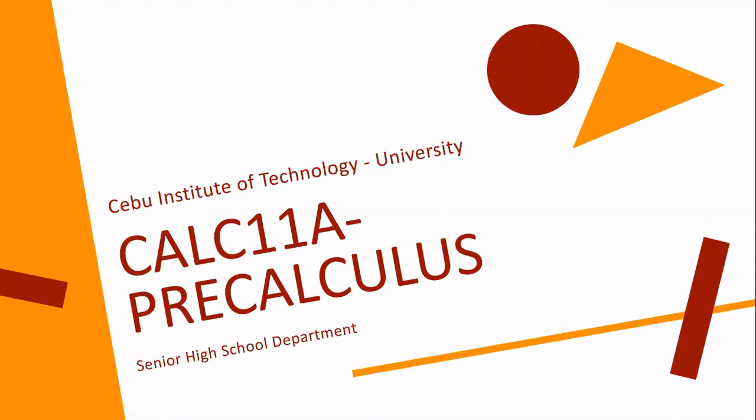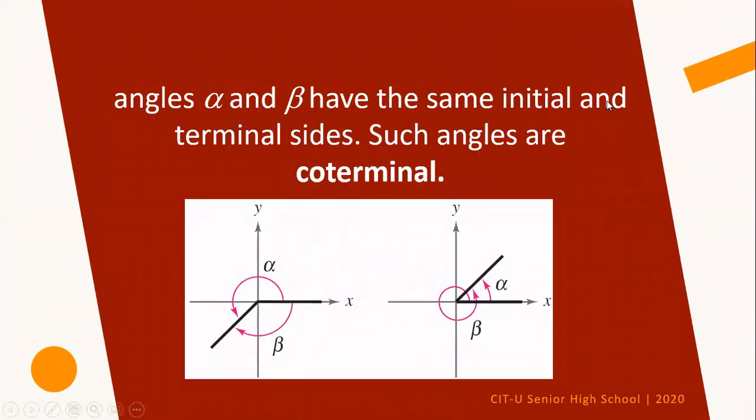This time we are going to talk about coterminal angles. Now, when do we say that angles are coterminal? Angles are coterminal if and only if they have the same initial side and terminal side. Again, they are considered coterminal if they share the same initial and terminal side.